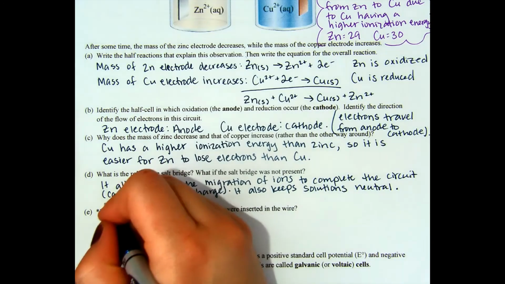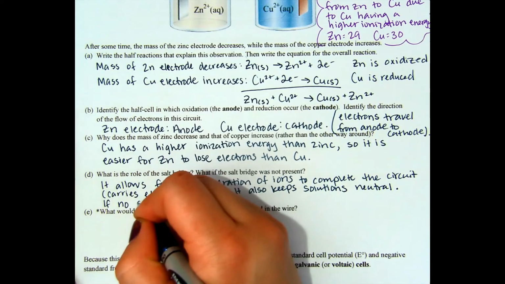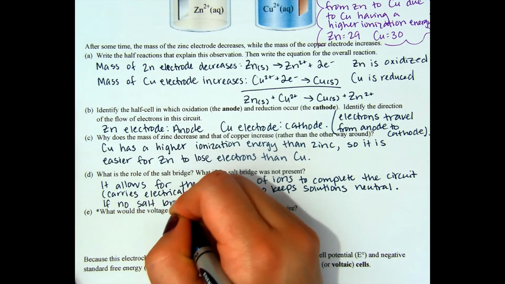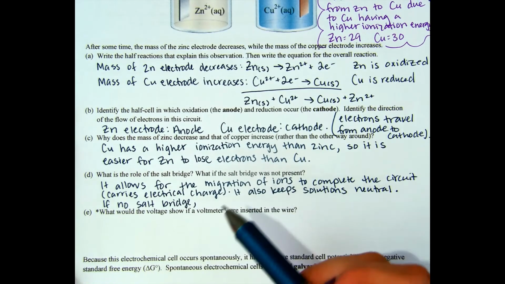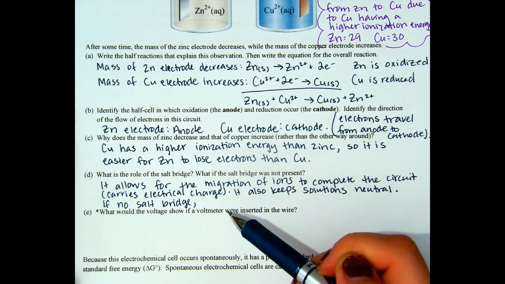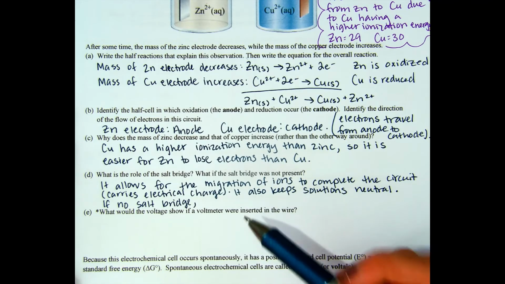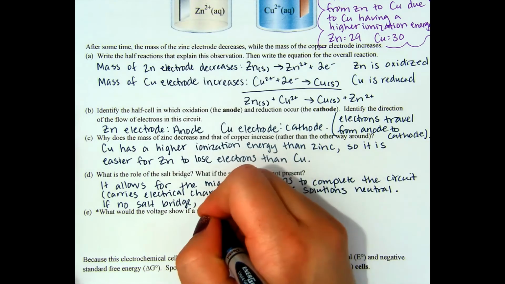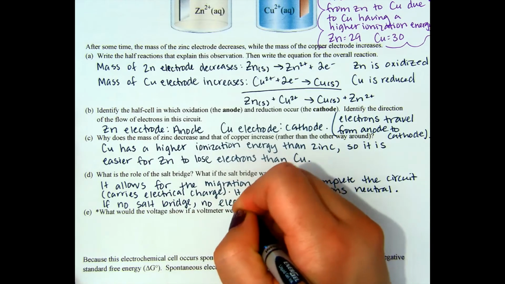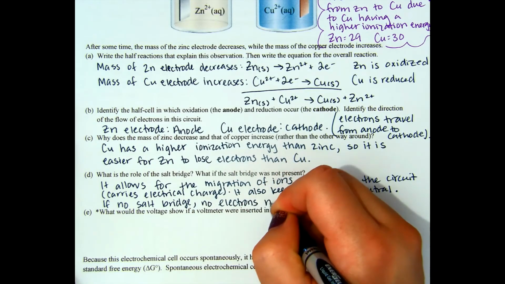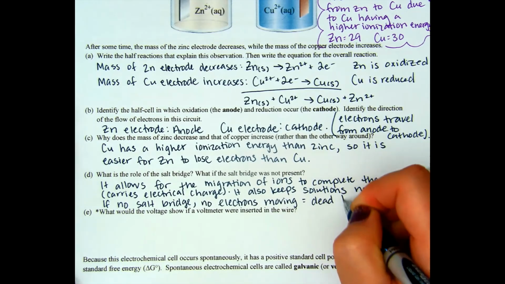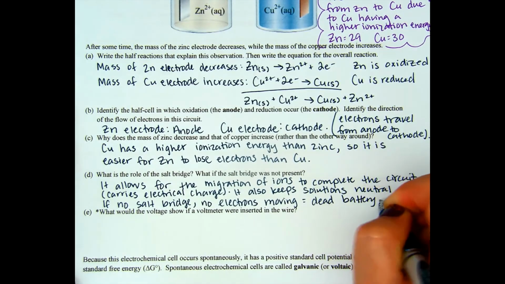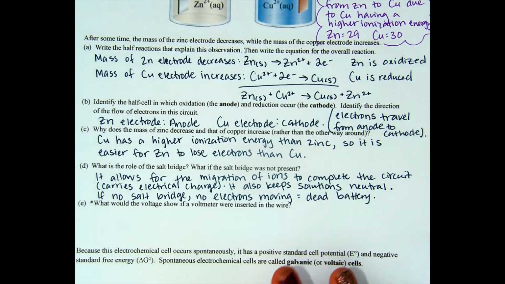And if there's no salt bridge, you would have no electrons moving. And if you don't have any electrons moving, there's no current there. And no current, dead battery. No electrons moving, and that equals a dead battery. Okay, what would the voltage show if a voltmeter were inserted into the wire?